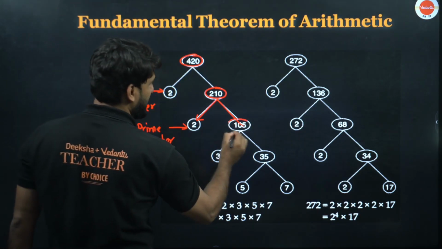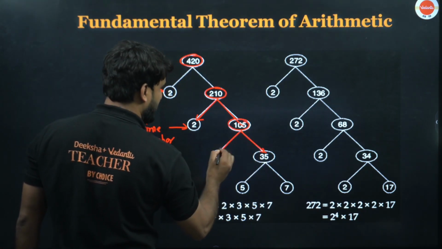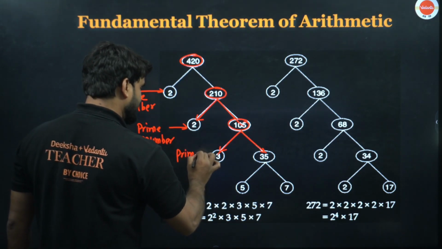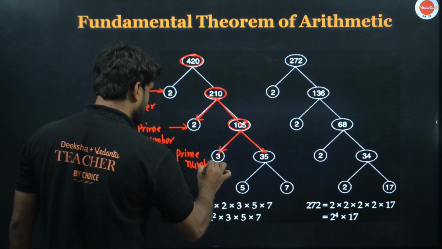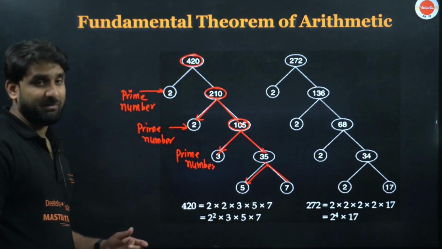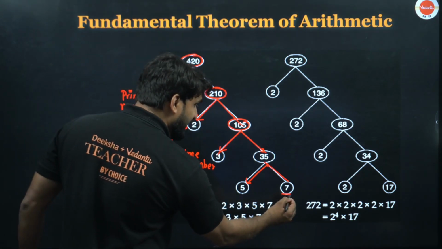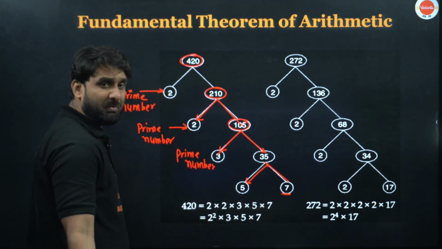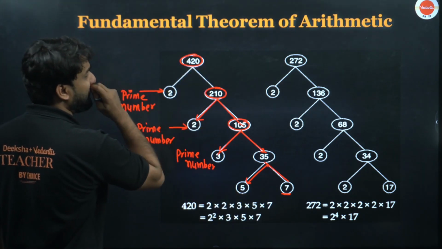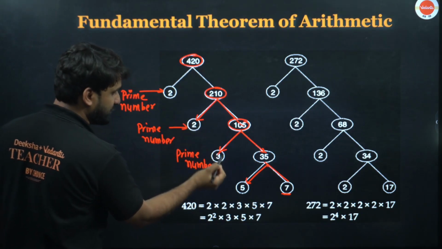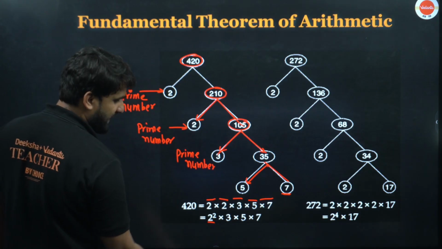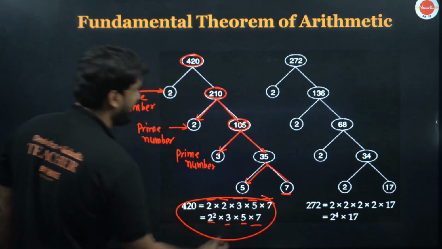Now 105 can be written as 35 into 3. Now 3 is a prime number, so we can't split 3 into more parts. But 35 can be written as 7 into 5. Now can you see this 7 cannot be split into more parts because 7 is itself a prime number, and 5 is itself a prime number. So 420 is equal to 2 into 2 into 3 into 5 into 7. So it can be written as 2 square into 3 into 5 into 7.